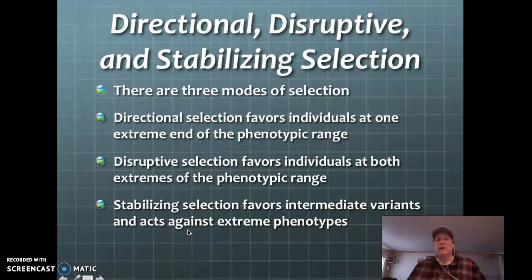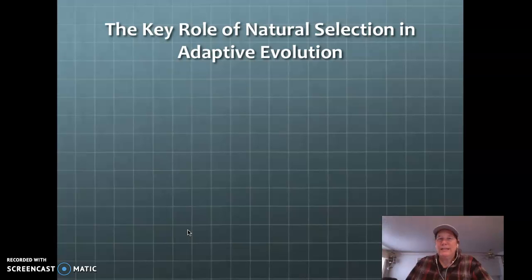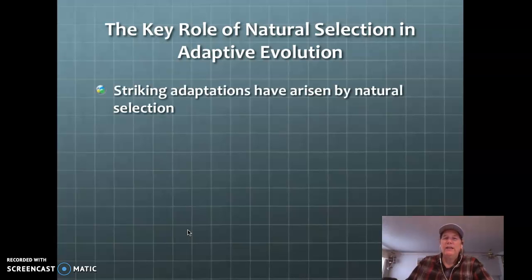One of the things he talked about was the development of wings, and it has to happen over intermediate variance. It happens over time. So the key role in natural selection is adaptive evolution. Natural selection, remember, happens in individuals, and then it's passed on more and more, and it helps them adapt.